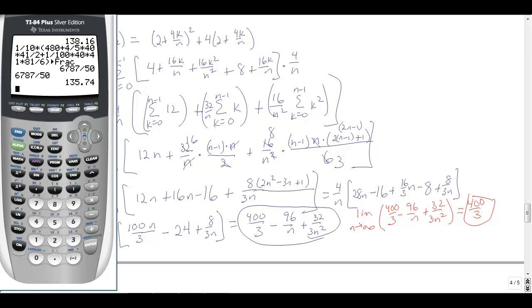So if we go back to our calculations, we can check a couple things. 400 over 3, that's 133.33. That's in between the upper bound we had, and the lower bound, which was like 132 point something.